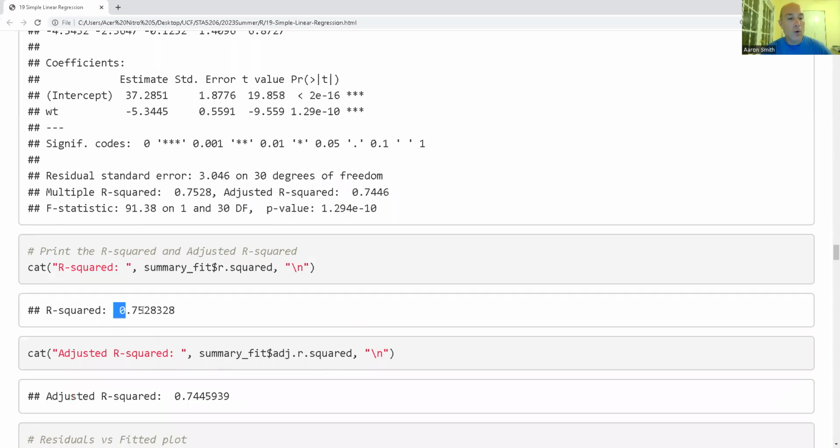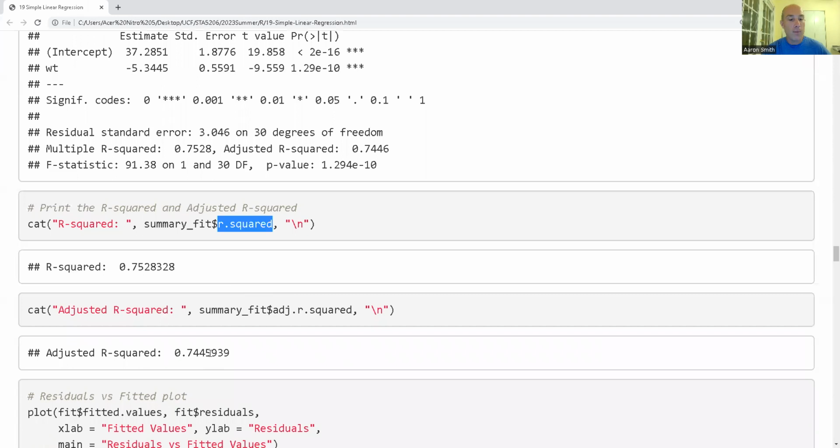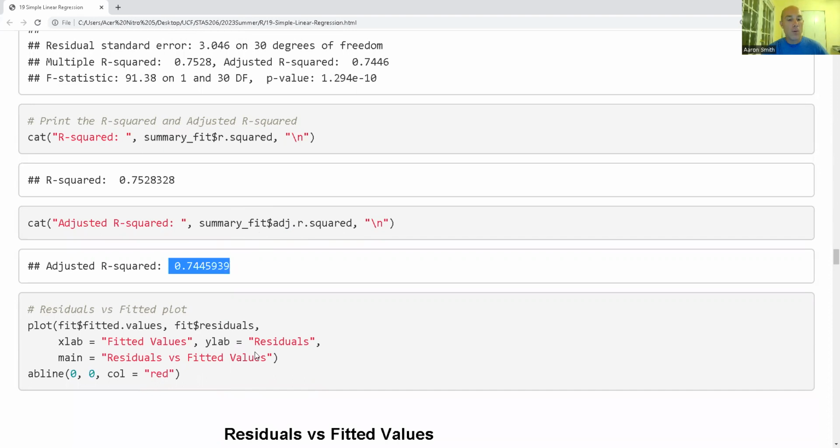Now here is the r squared value, which we can extract from the summary function using the r dot squared slot. And we can get the adjusted r squared using the adj dot r dot squared slot. And here we have those two differences.